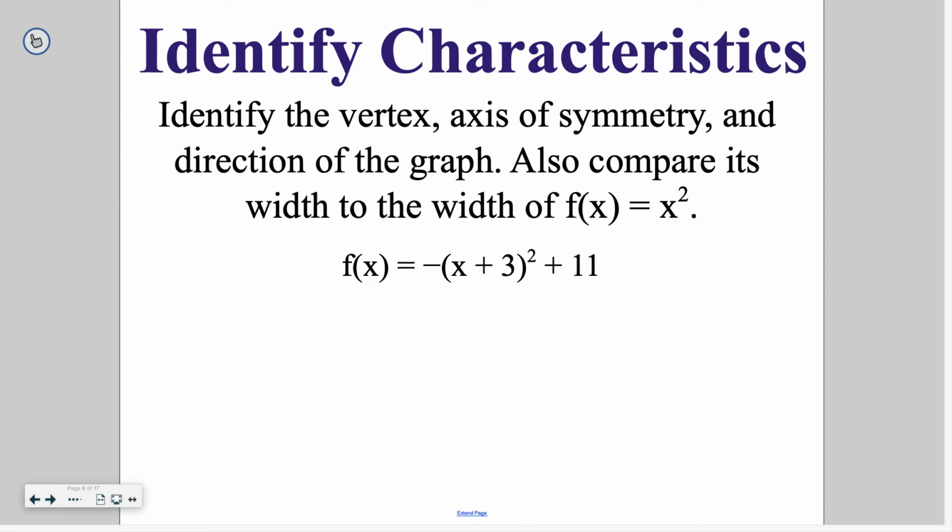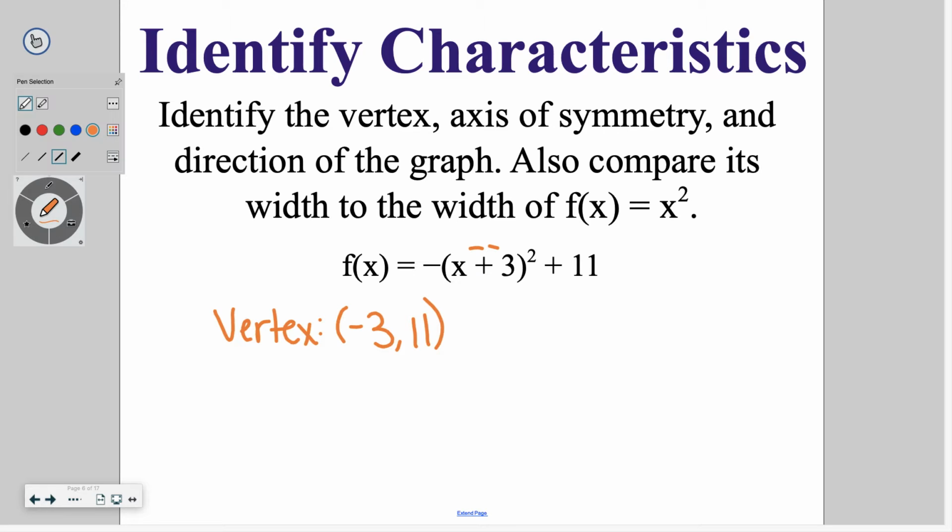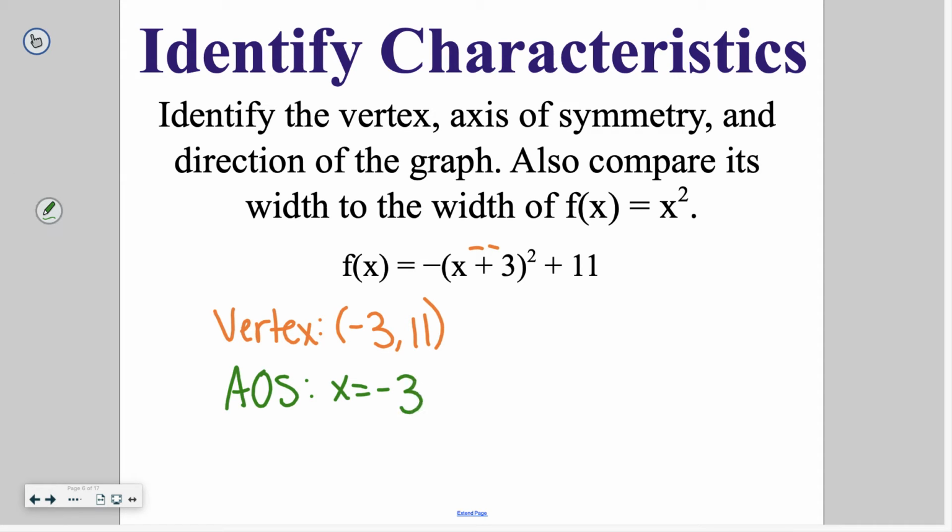You're going to look inside the parentheses here. So I'm going to say my vertex is at, since I have a positive, that means minus a negative. So my vertex is at -3, and my y-coordinate is at 11. Then again, that axis of symmetry is going to be coming from this x-coordinate. So I've got x is equal to -3.